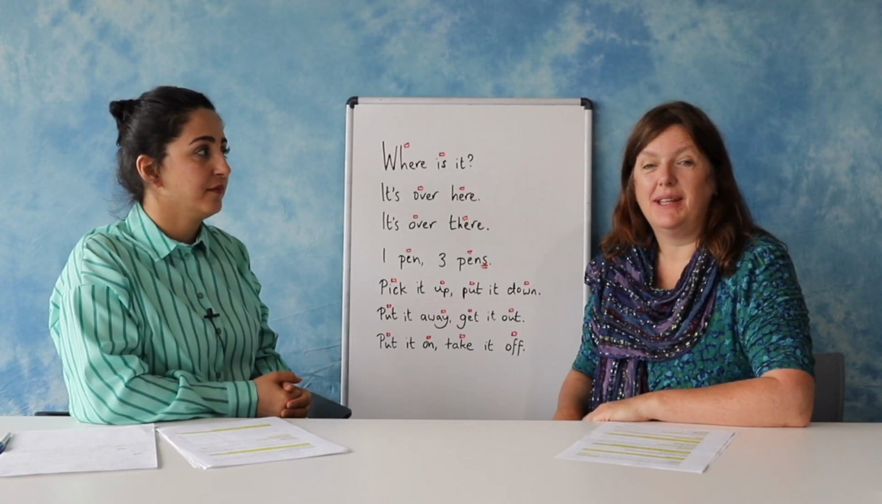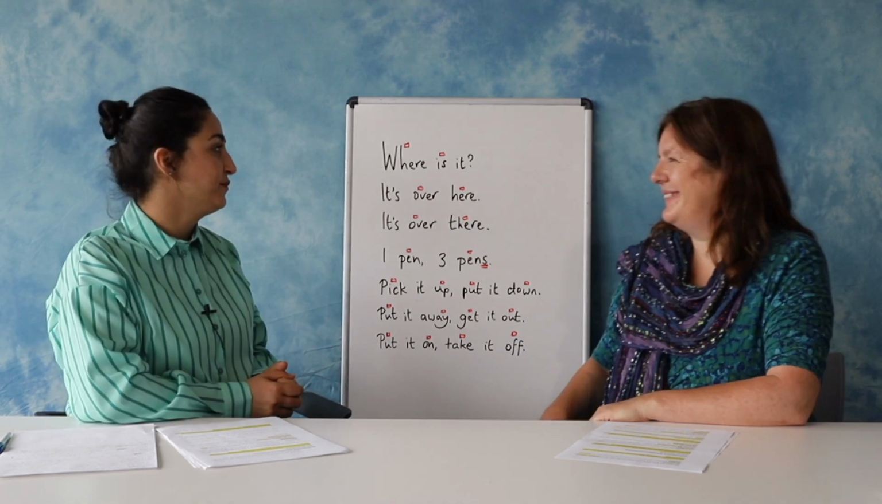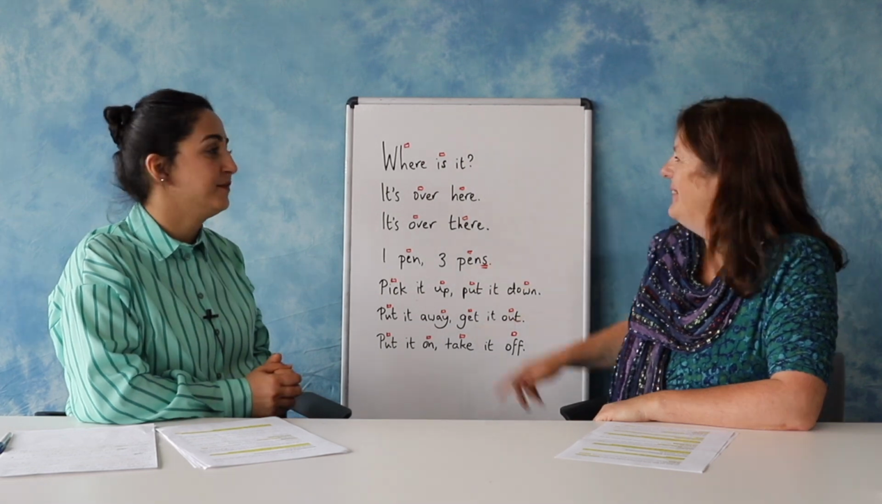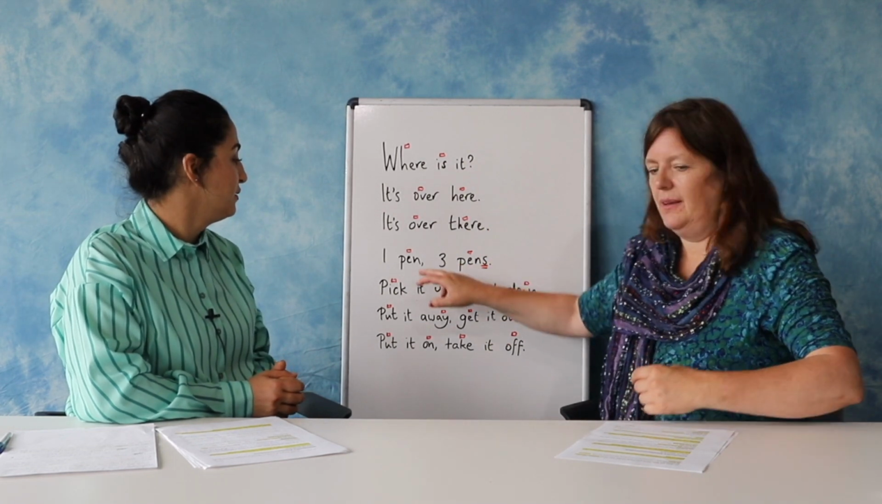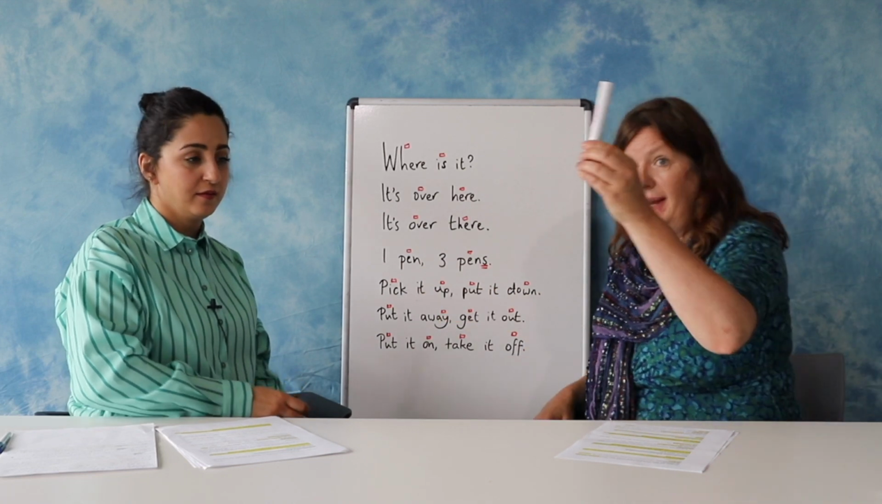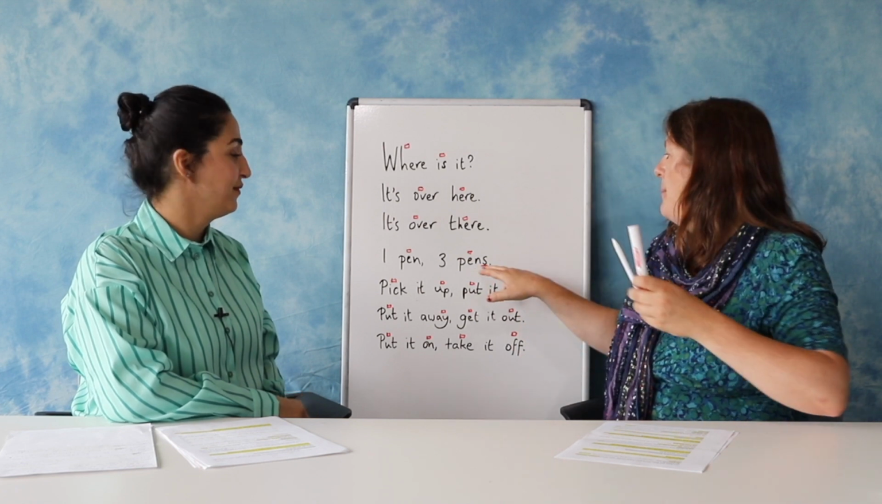Let's practice some of the language for talking about belongings and objects now. Where is it? It's over here. It's over there. We've got one pen. Well, two or three pens.